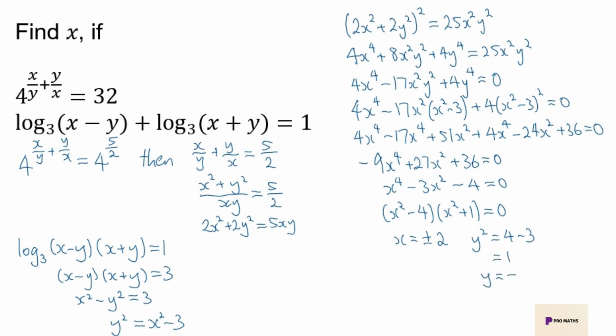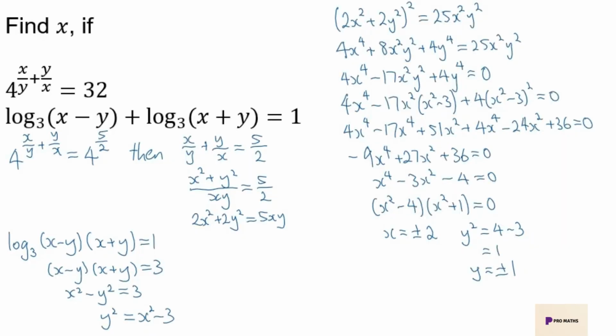So using x equals plus or minus 2, let's find a value for y. We'll get y squared equals 4 take 3 equals 1, so that means y equals plus or minus 1. Even though the problem said find x, we need to find y to be able to check that any of these solutions are valid.